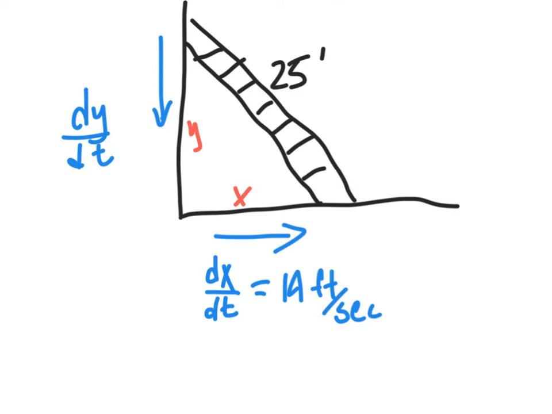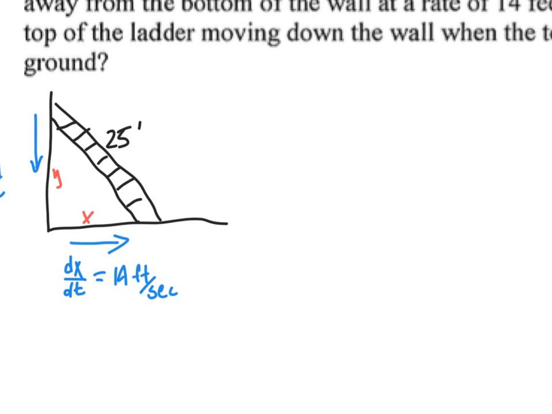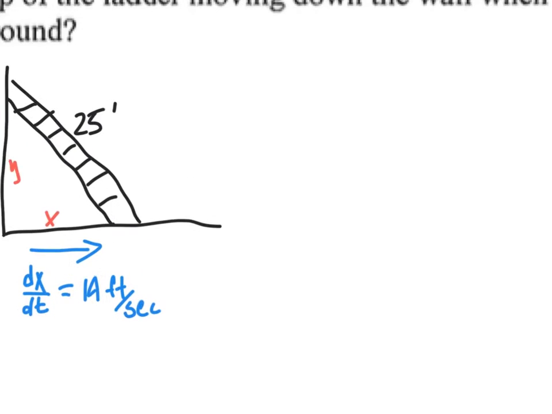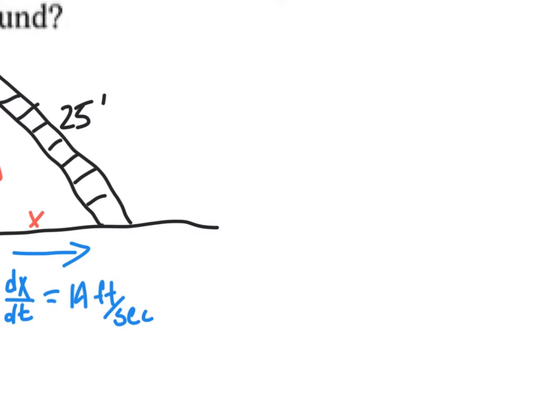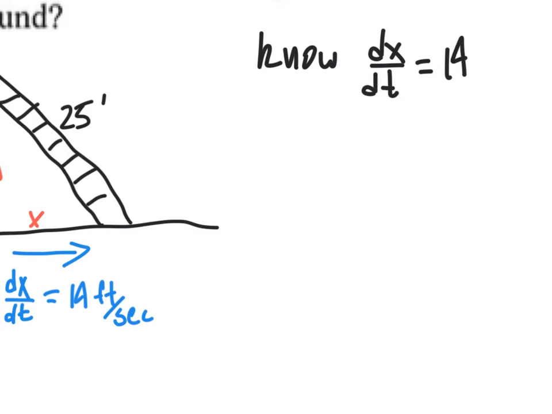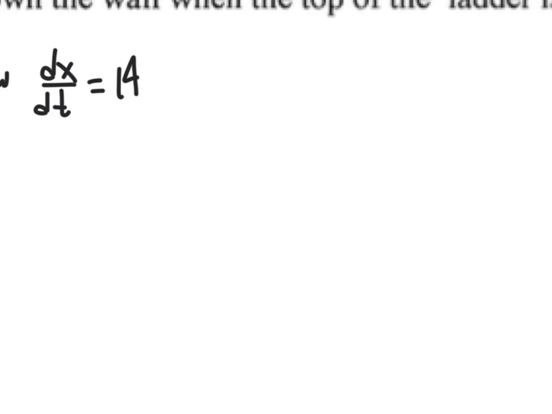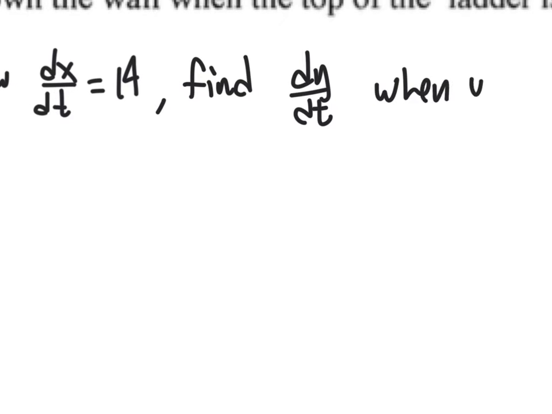So what I want to do is write out what we know. We know that dx/dt is equal to 14, and we're trying to find dy/dt when y is equal to 7 feet.